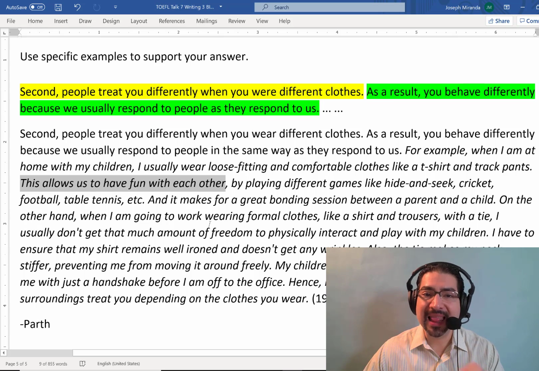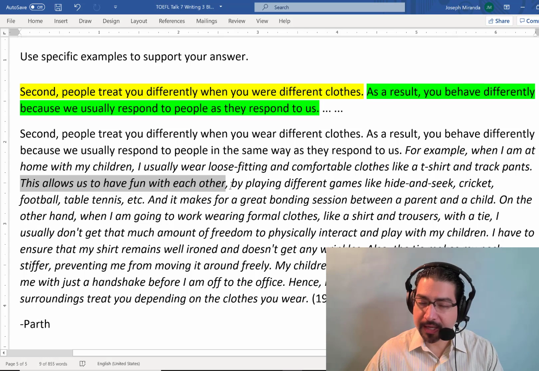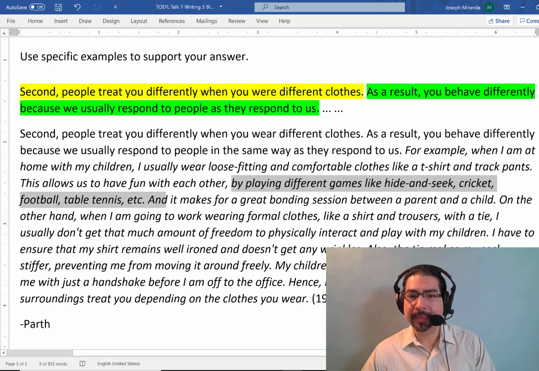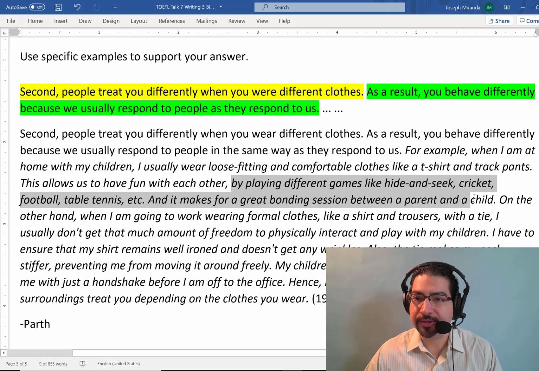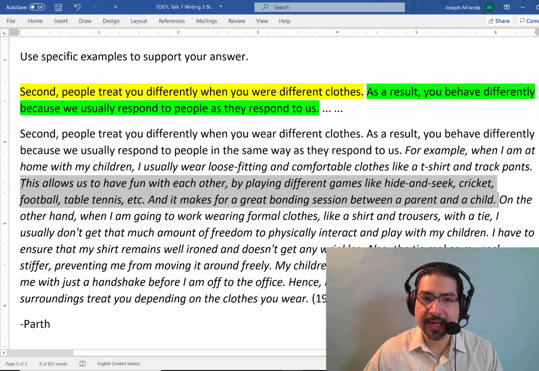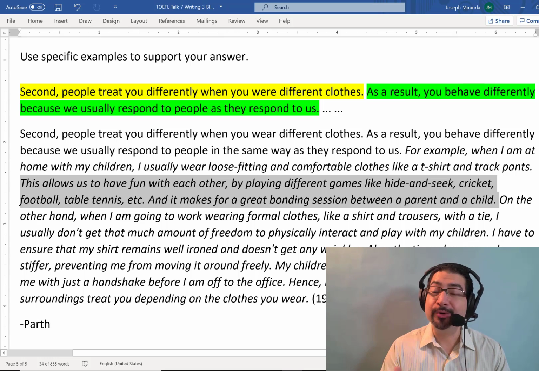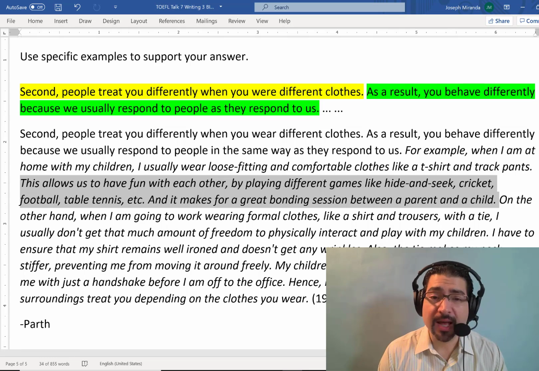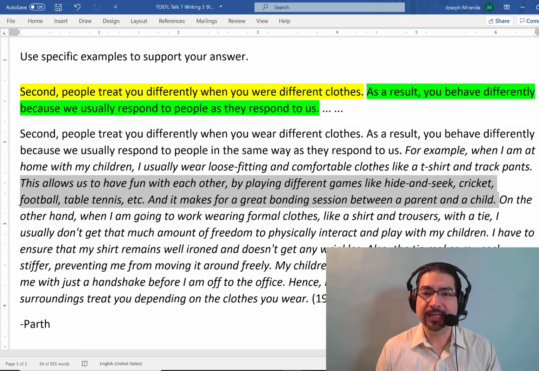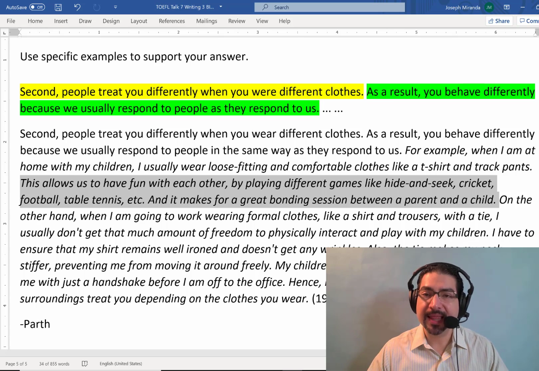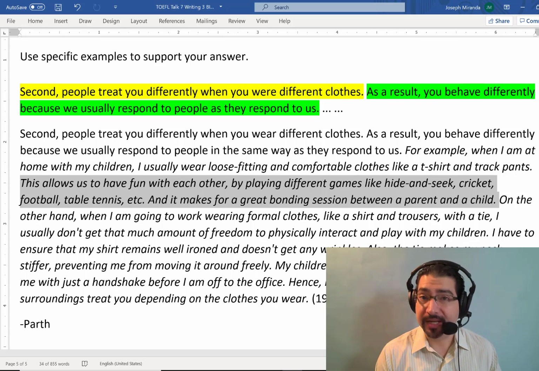So this allows us to have fun with each other, okay, by playing different games like hide and seek, cricket, football, table tennis, etc. And it makes for a great bonding session between a parent and child. Then we have, on the other hand, which is illustrating another situation. So you see, this didn't quite do the job. Beautifully written, but we need something that says, my children behave differently with me, therefore I behave differently. And it all started with the clothes I wore.